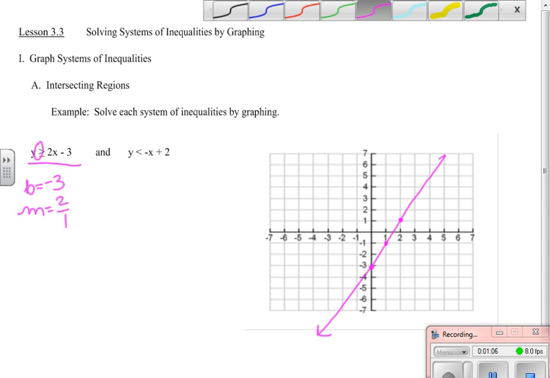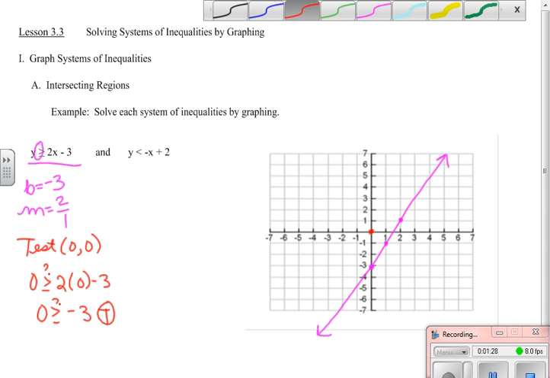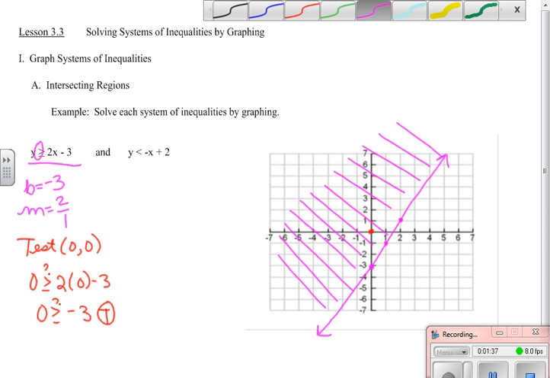So now I have to figure out which side to shade. So if I go ahead and do my test point, and I test to see if 0, 0 makes this true or false. So is 0 greater than or equal to 2 times 0 minus 3? Is 0 greater than or equal to negative 3? That's true. So that means that this inequality is true on the side that contains 0, 0. So that's what we've been doing.